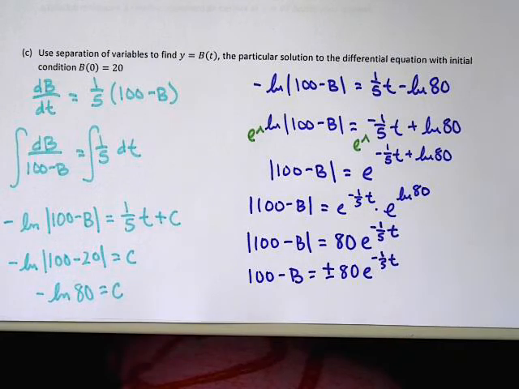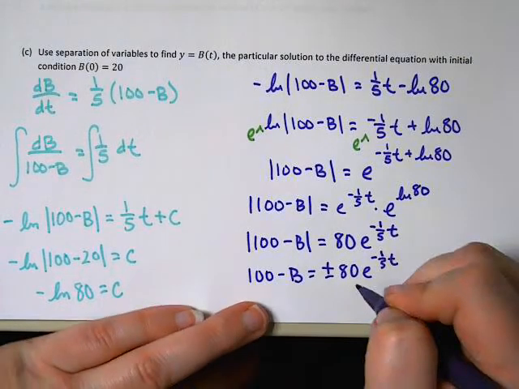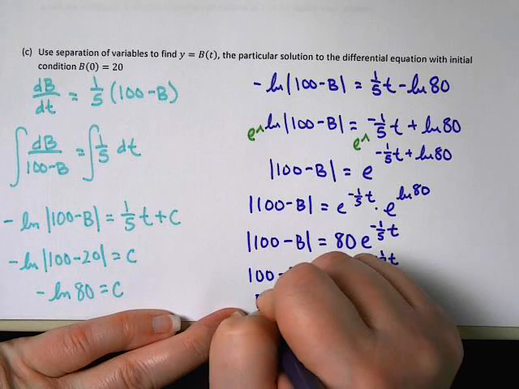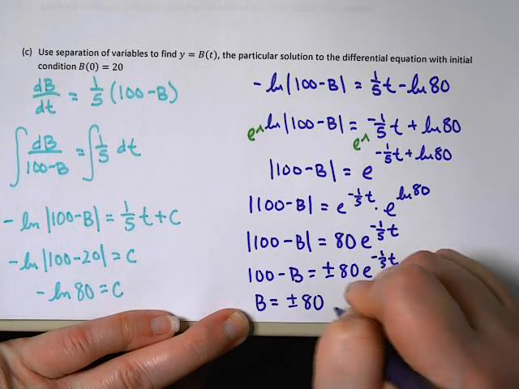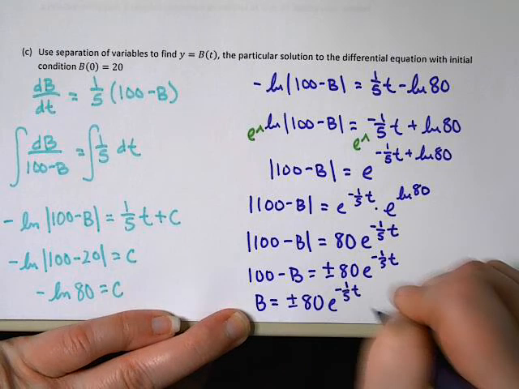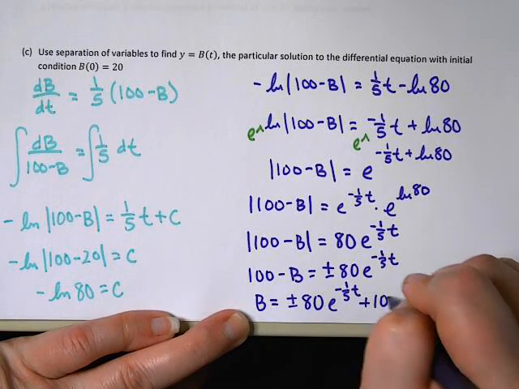And now we need to keep solving for b. So that means we're going to subtract 100 and then divide by a negative. So I'm going to do that kind of in one step here. So b is equal to plus or minus 80 e to the negative 1/5 t, and then we subtracted 100 but divided by a negative, so this becomes a plus 100.